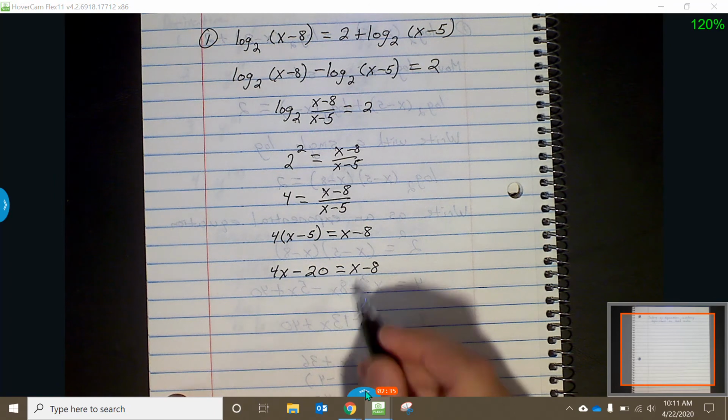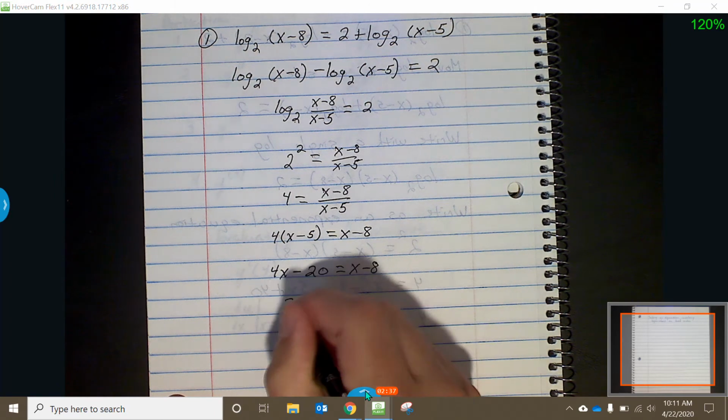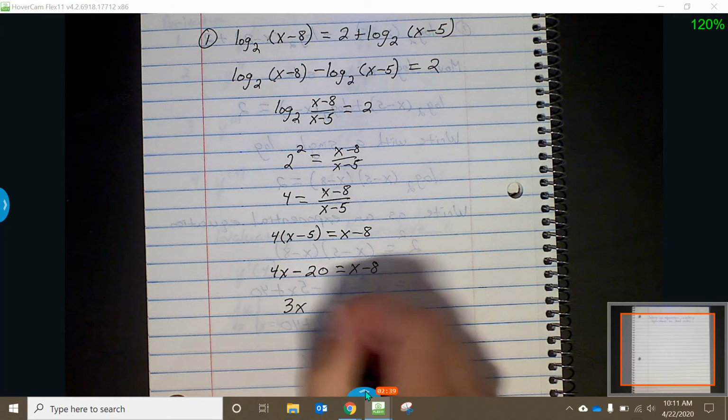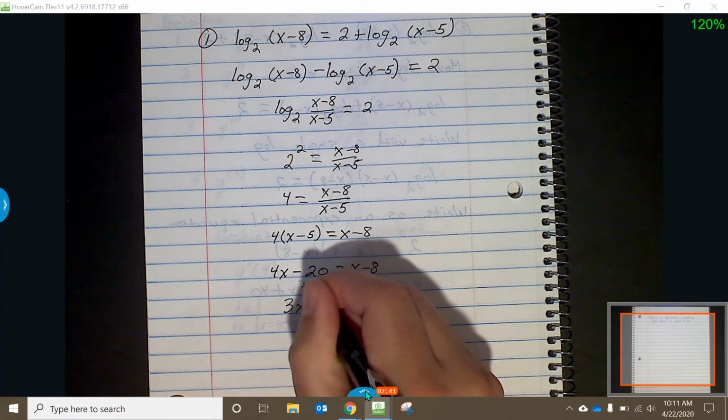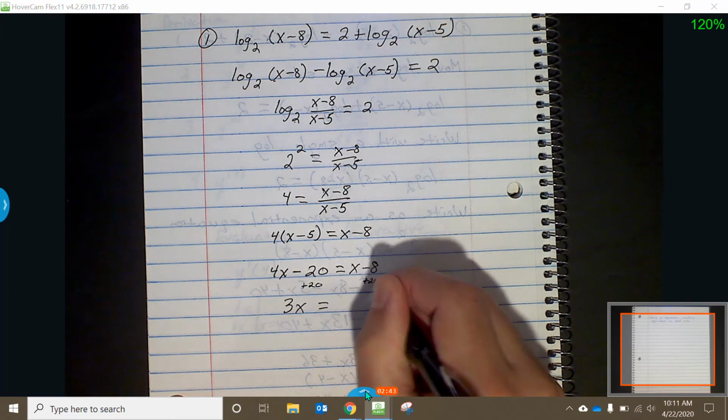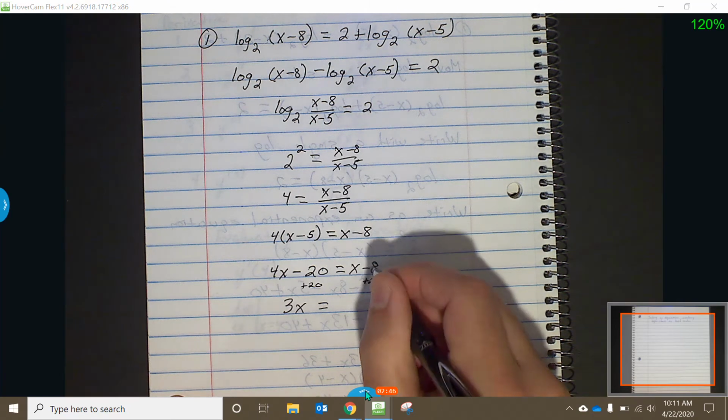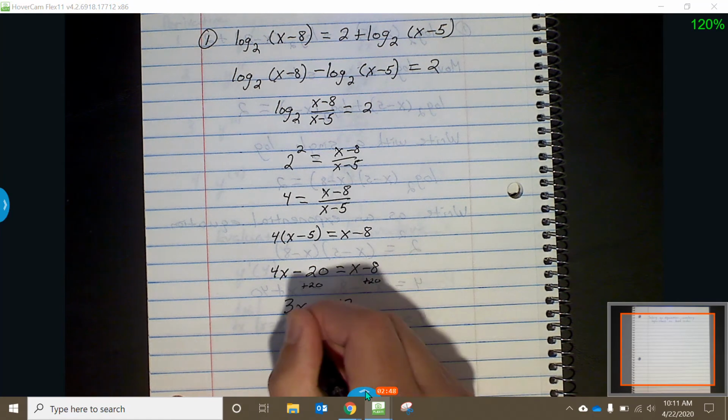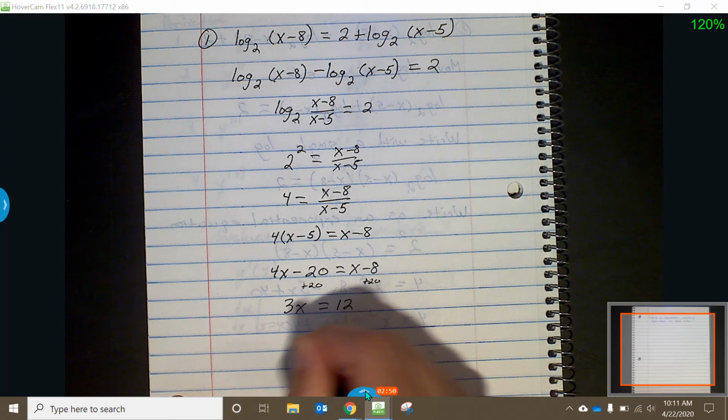So when we get our x's on one side, I'm going to subtract x from both sides, so I get a 3x. I'm going to add 20 to both sides. So I'm going to go plus 20, I subtracted x previously. Negative 8 plus 20 is 12. Divide by 3, x equals 4.